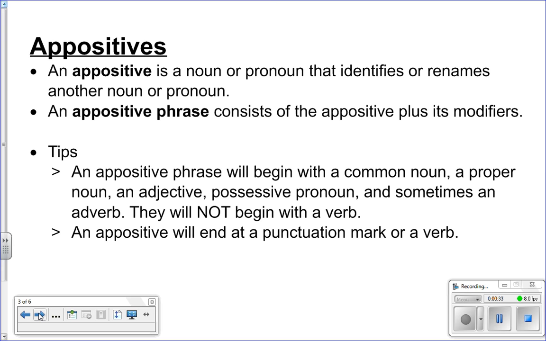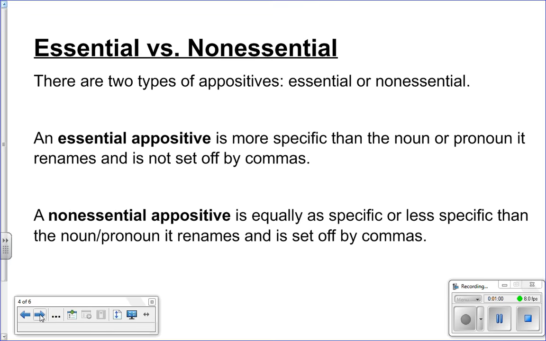An appositive phrase will begin with several things. They begin with a common noun, a proper noun, an adjective including articles such as a, an, or the, a possessive pronoun, and sometimes an adverb. They will not begin with a verb. They also will not begin with a preposition. An appositive phrase is going to end in two ways. Either it's going to end at a punctuation mark, or it will end when it hits a verb.